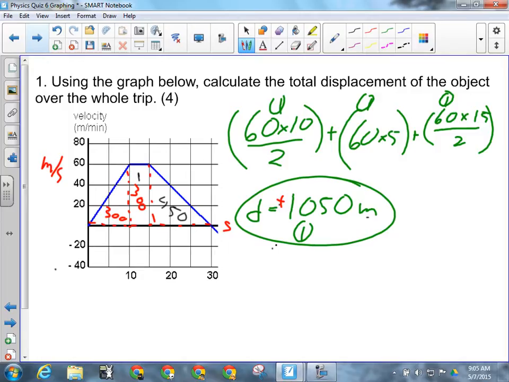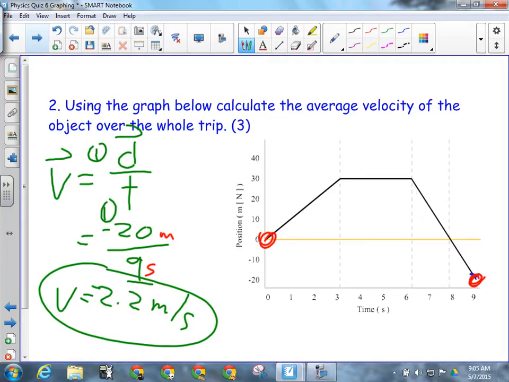Questions on number 1? Question number 2 is a position versus time graph. So if I want to calculate average velocity, I need total displacement and total time. Agreed? Okay. So on a position versus time graph, to get total displacement, I take final position, which was negative 20, and I subtract the initial position, which was 0. So the total displacement is negative 20 meters.